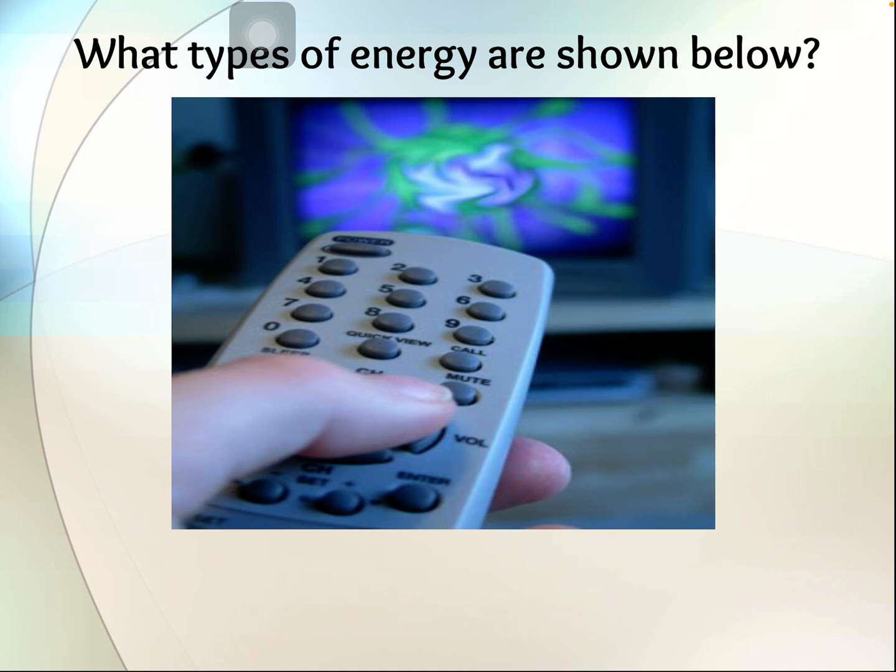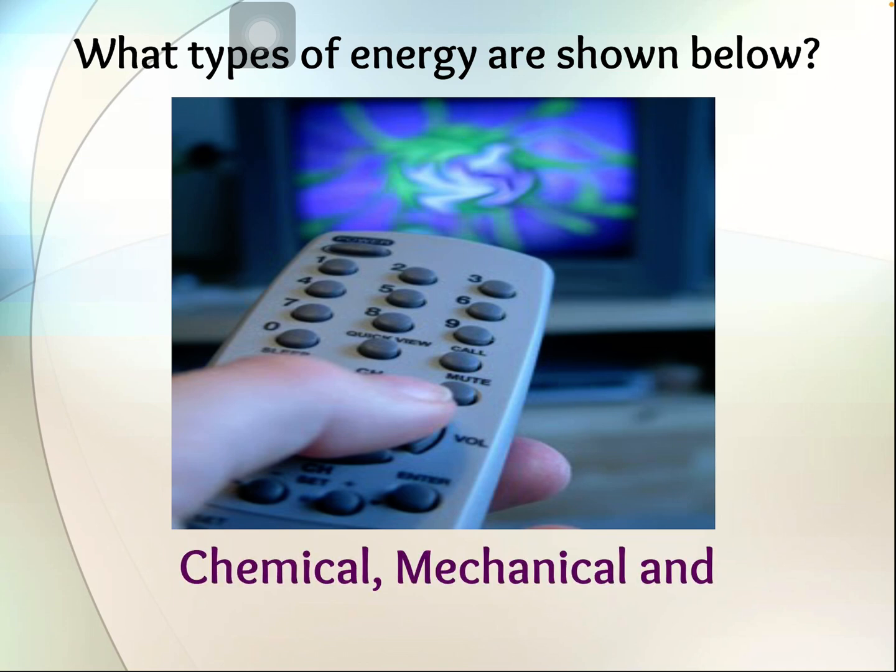Of course, we have, what do we say? Chemical energy in the batteries. We got some light, radiant energy. We certainly have electrical energy being used. The TV is obviously going to be plugged in. Okay, so here we go. Chemical, mechanical, and radiant. I didn't mention mechanical, actually. I guess that's the movement of the person's fingers to actually press and create mechanical energy.